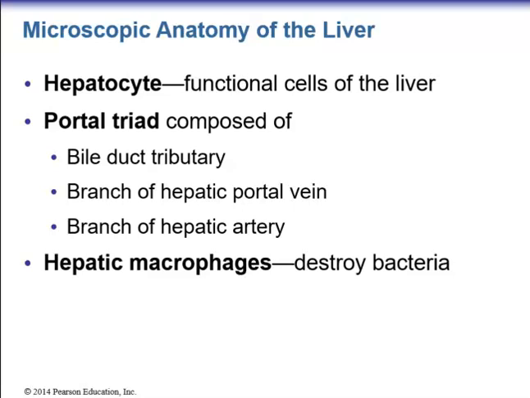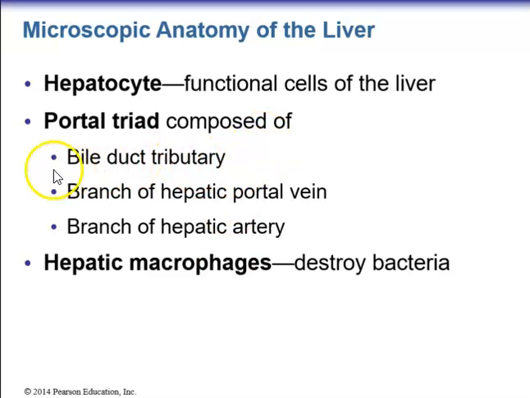Now, the liver contains over 1 million classical liver lobules that are hexagonal in shape, meaning they are six-sided. They consist of plates of liver cells, again being hepatocytes, that radiate from a central vein. So hepatocytes are the functional cells of the liver. At almost every corner of the lobule is a portal triad containing 3 main vessels, which we just talked about.